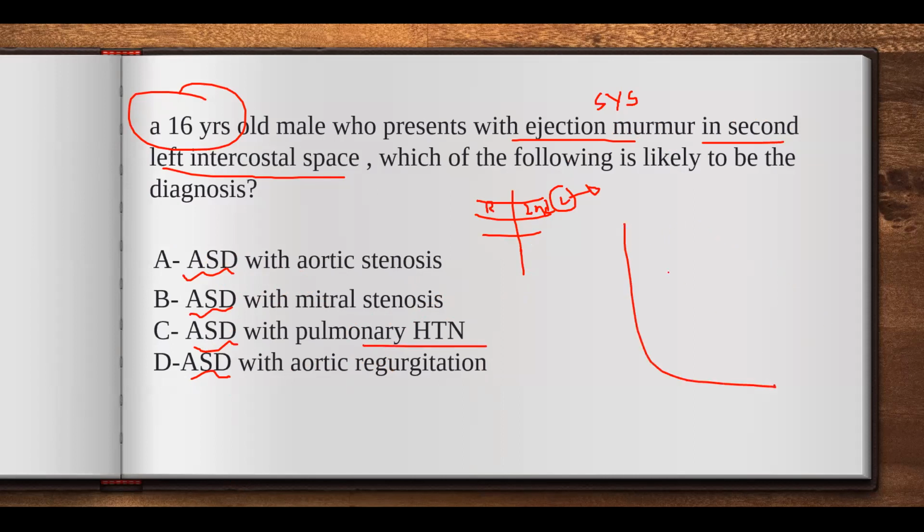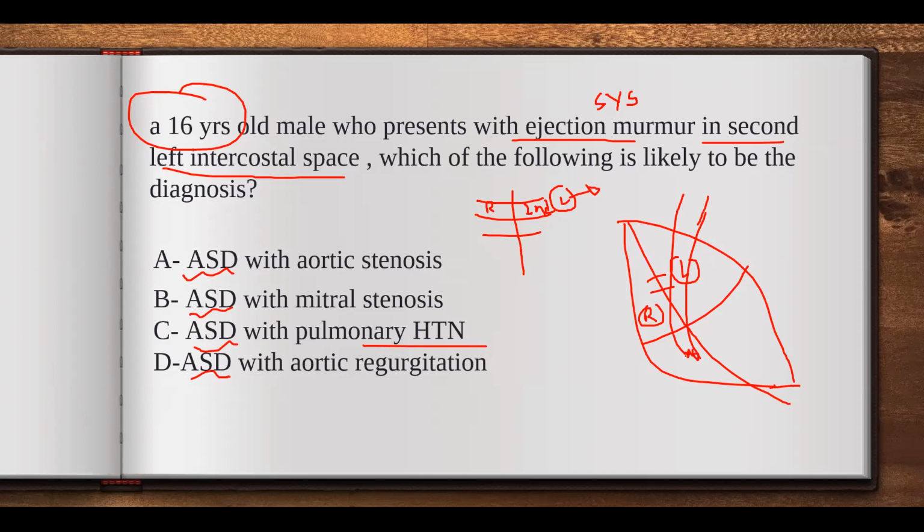Why? Remember this picture that I used to draw with you, although it's not very beautiful. If someone develops ASD, that means atrial septal defect, this is your left atrium, this is the right atrium, let's say this is your pulmonary artery, and that's your pulmonary valve. Now, if someone develops this septal defect, what happens? Blood usually goes from high pressure to low pressure. The left side normally has high pressure, so blood will come from the left atrium to the right atrium.